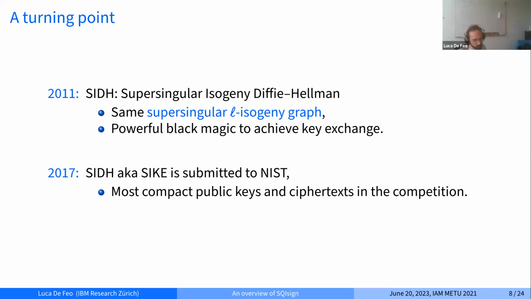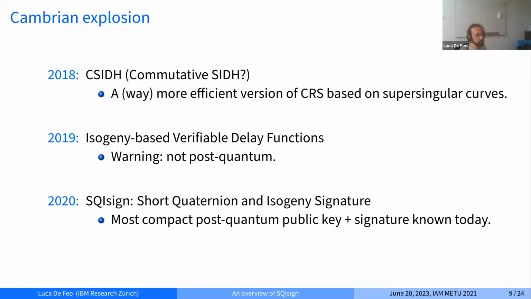And now probably you know the story. If you've been around crypto and post-quantum crypto, you know the story. 2017, NIST calls for submissions. SIDH is submitted to the NIST competition under the name of SIKE. It is remarkable for having the most compact public keys and ciphertexts in the competition. Everyone is excited about it. Excited to the point that people start researching a lot in isogeny-based cryptography.